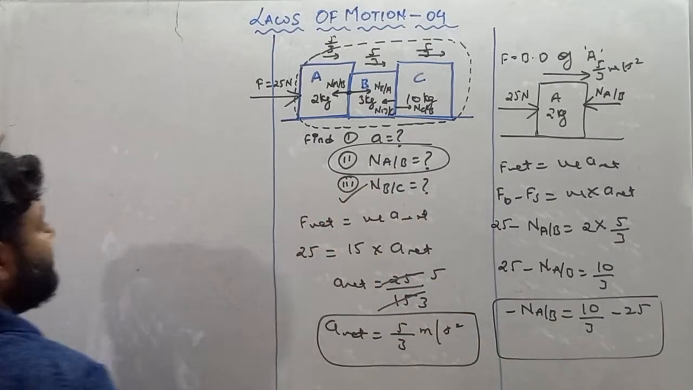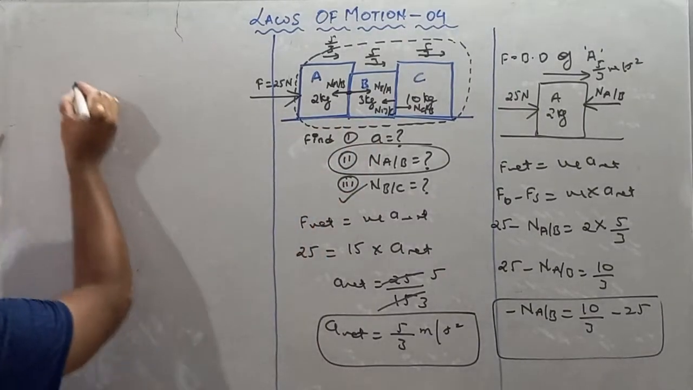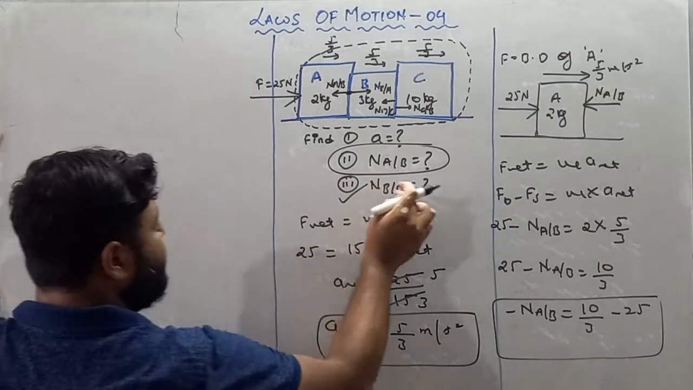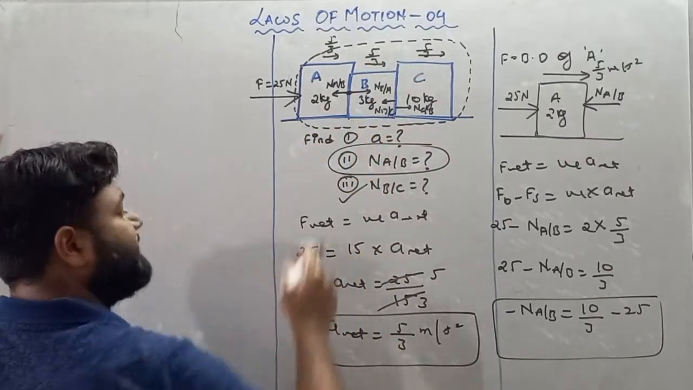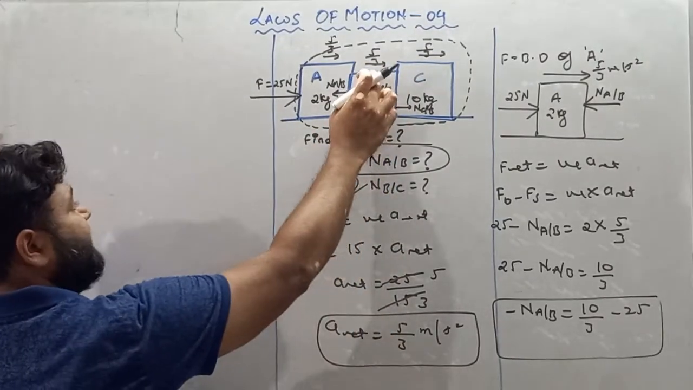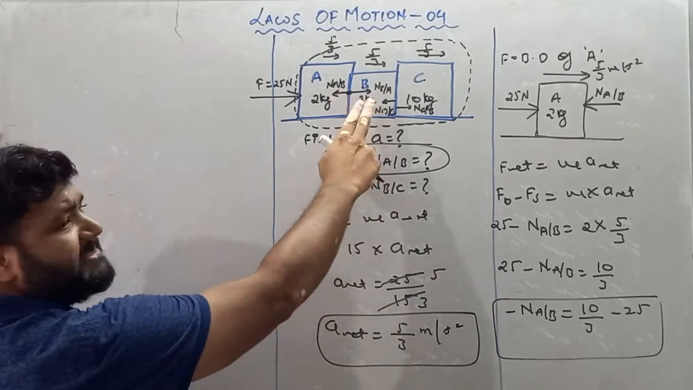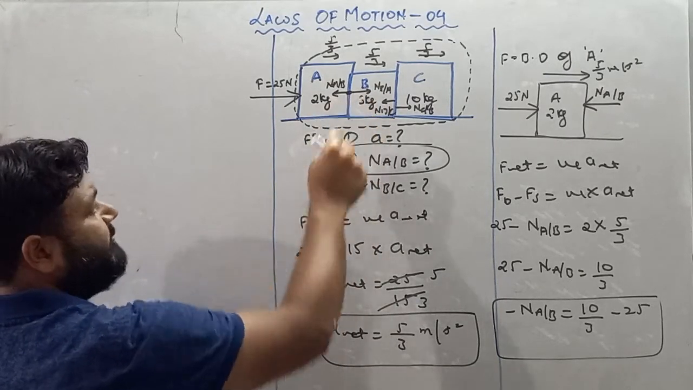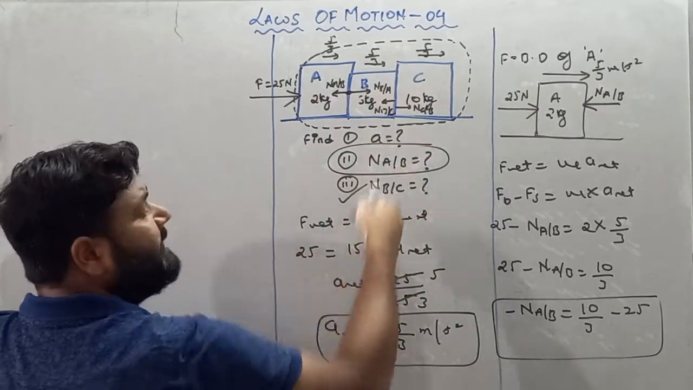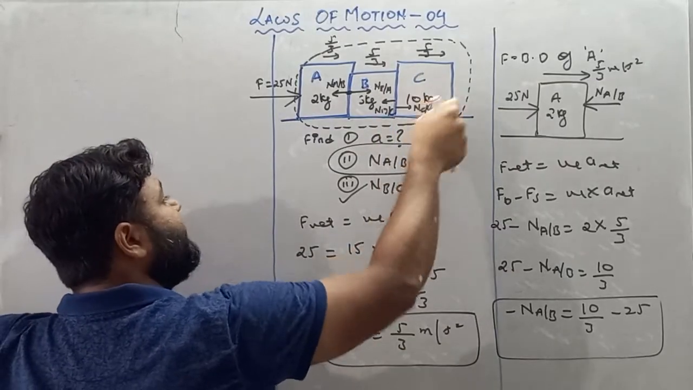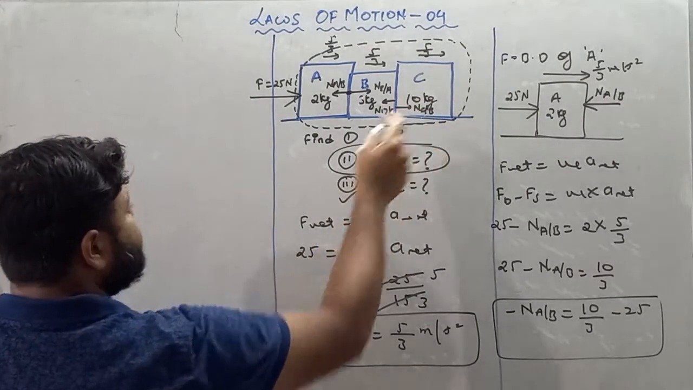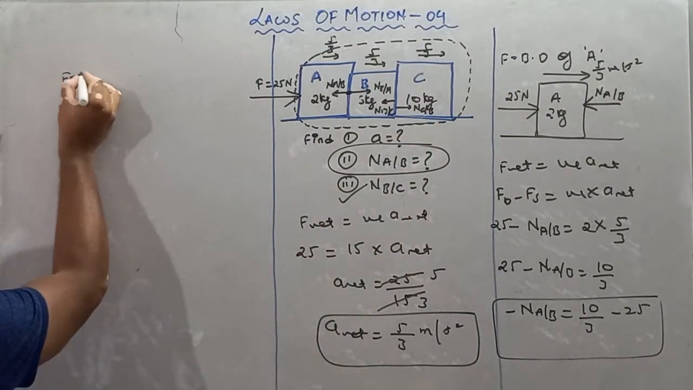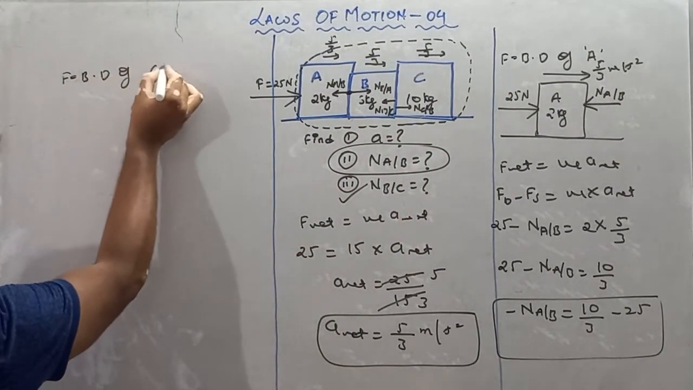Similarly, we'll find normal on B due to C. For finding normal on B due to C, either you have to make the FBD of C or you have to make the FBD of B. If you are making the FBD of B, then you have two forces on B: one is normal on B due to A, the other is normal on B due to C. But if you make the FBD of C, then on C only one force is acting, that is normal on C due to B. So I'll make the FBD of C.